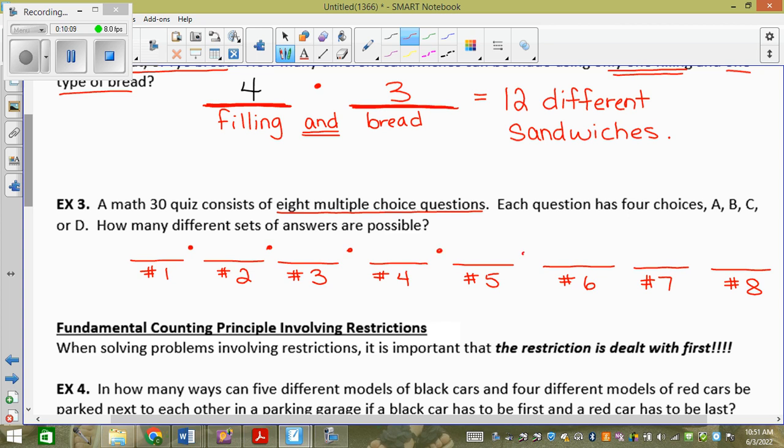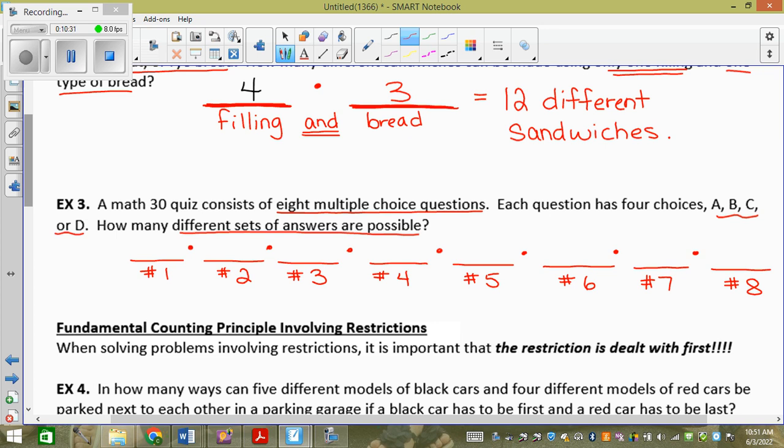Now remember, I can only use this fundamental counting principle if I keep reading and I'm allowed to pick one option for each blank, right? That's what the blank means: one option, one option, one option. So here it says each question has 4 choices, A, B, C, or D. Those are my options that I have for the blank. How many different sets of answers are possible?